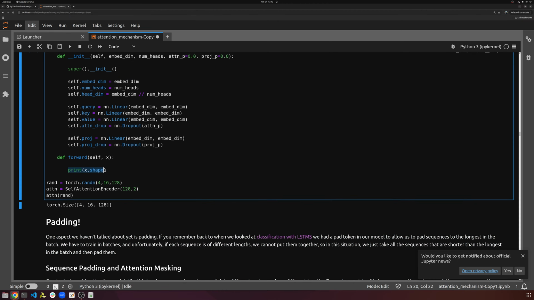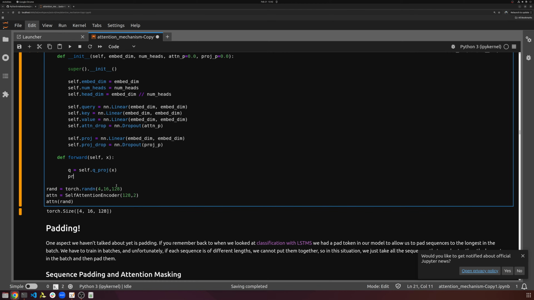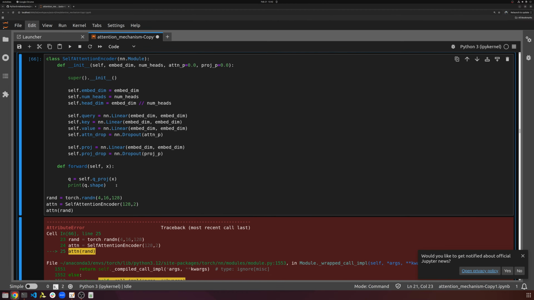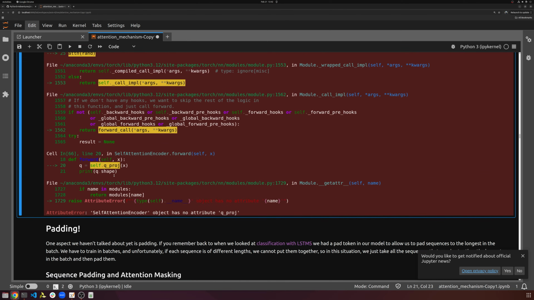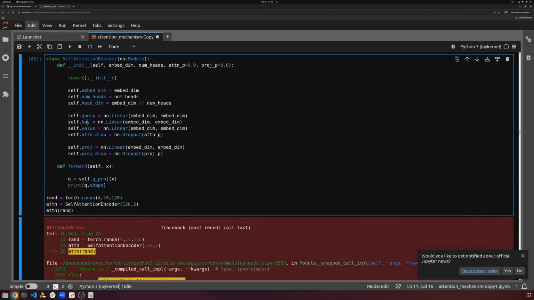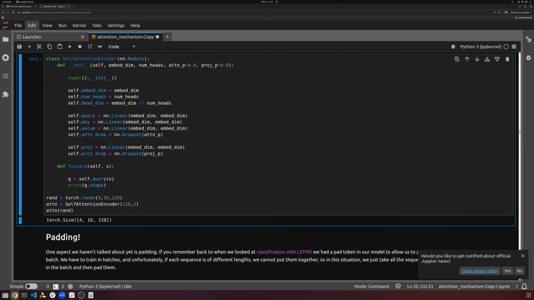So I'm going to first do q, and then we'll copy paste it afterwards. So we're going to do q is equal to self.q_proj of x. Nothing so far should be worrisome. This should make sense. What are we missing? It has no attribute q, because I called it query, not q_proj. There we go. So we have our query right here, a 4 by 16 by 128.